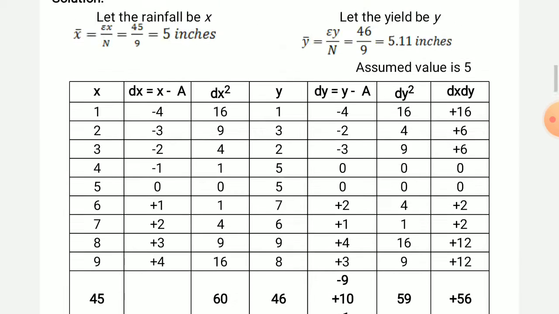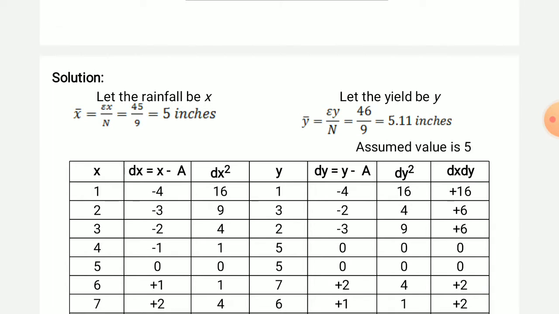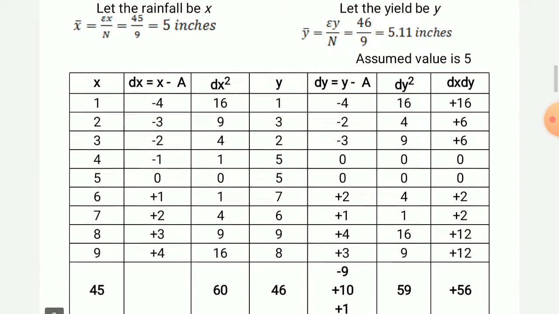Now x bar equals sigma x by 9, means arithmetic mean for x and y are to be calculated here. Arithmetic mean for x series, x bar is equal to sigma x by n, 45 by 9 is equal to 5 inches, and y bar equals sigma y by n is equal to 46 by 9 is equal to 5.11 inches.